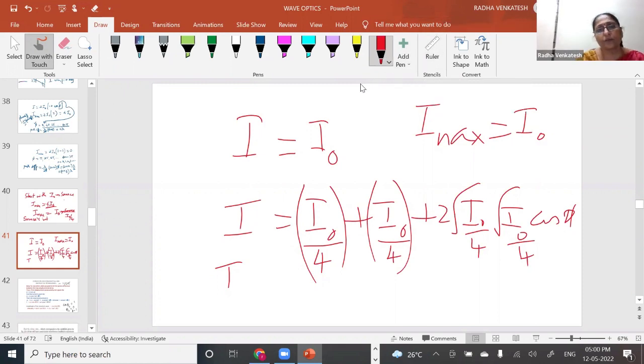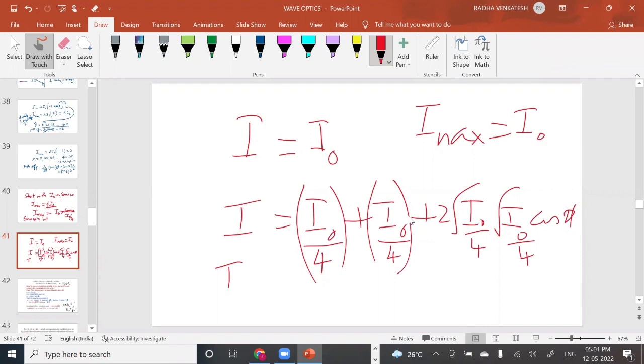So when I give you some Imax, today I'll try to post some assignment for you, where such things are to be understood. I just wanted to tell you all this one point. What is the relation between Imax and the source's intensity? So if the source intensity is I naught, my Imax will be 4 times I naught. This is for YDSE.